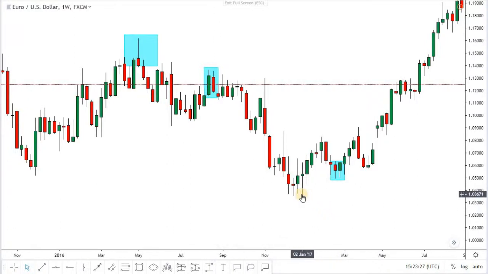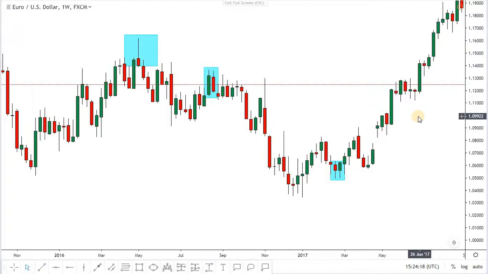We also have dojis. Dojis have many formations and many shapes, but their main characteristic is that they have a very, very small body and very long wicks to the upside or to the downside. Sometimes they have wicks to both the upside and the downside, and sometimes they don't have bodies at all, such as this candlestick. This one is a doji, this one is a doji. As you can see, we have wicks and very small bodies, sometimes no bodies at all. This is also a doji.